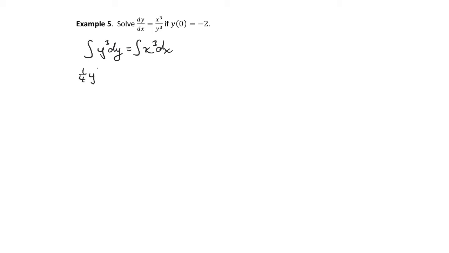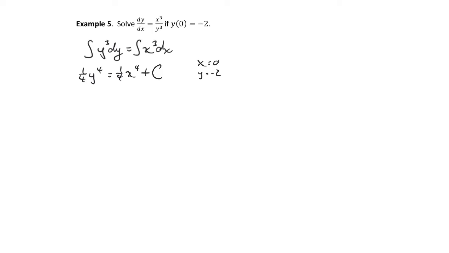1/4 y to the 4th equals 1/4 x to the 4th. This again is important. Put your plus c now. Okay, so y of 0 is equal to negative 2, which means that if x is 0, y is negative 2.